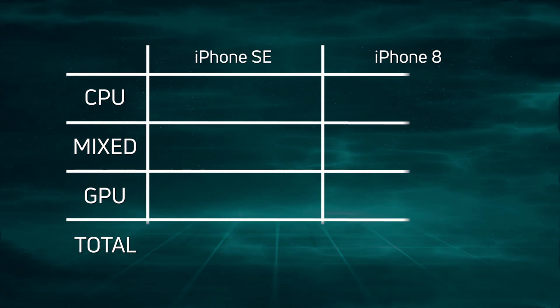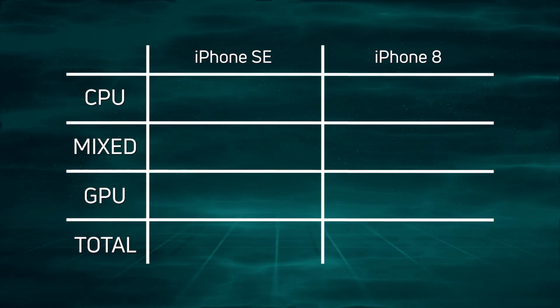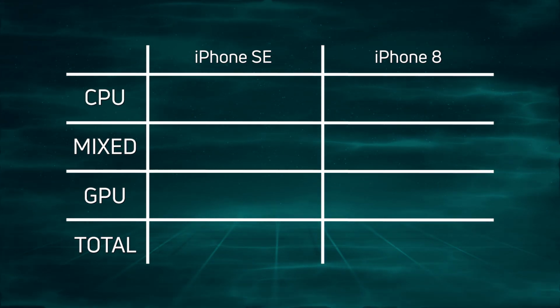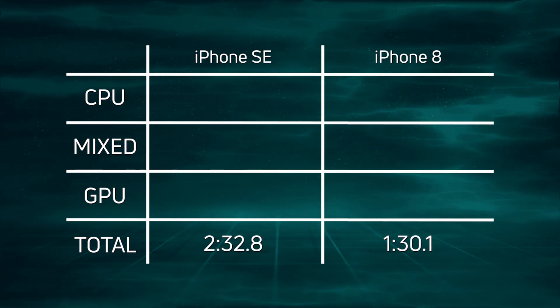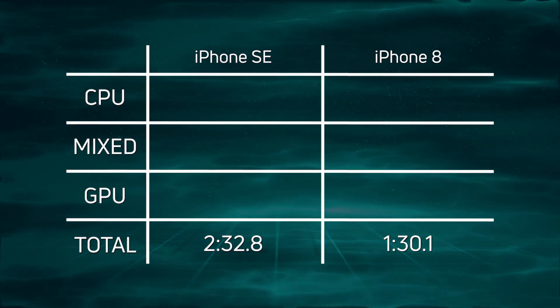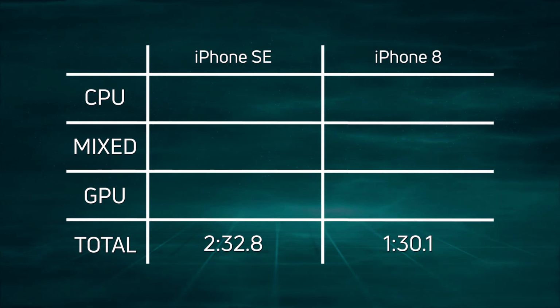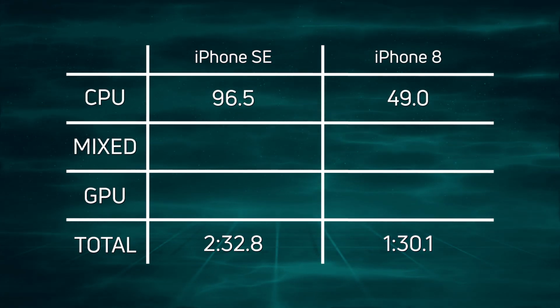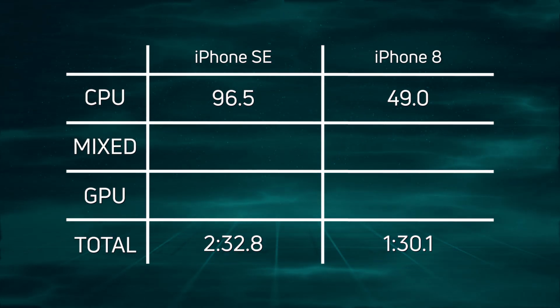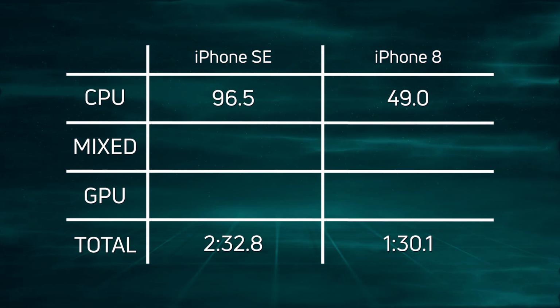And so clearly the iPhone 8 won there, not just by a few seconds, not even by 5 seconds, 10 seconds, 30 seconds. In fact, it was 1 minute and 2 seconds difference between these two devices. So where did all that time come from? Well, look here, CPU time 96.5 on the iPhone SE, 49 seconds on the iPhone 8. So a huge difference there.